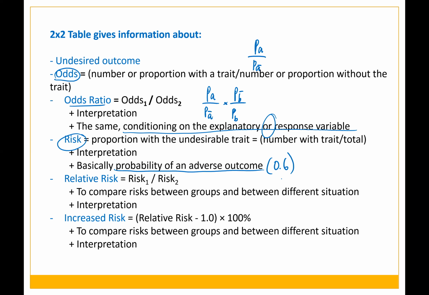Okay, so that is the risk. Then we have relative risk. Again, it's going to be risk of some adverse outcome 1 divided by risk of adverse outcome 2. And this is not similar to odds ratio because whichever risk you depend on is going to be different in the order. The relative risk is usually used to compare risk between groups and between different situations.